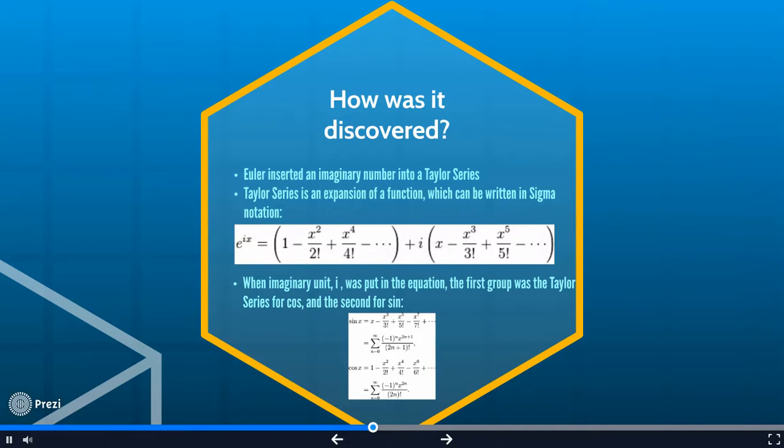A Taylor series is an expansion of a function into an infinite number of terms, which can be written as sigma notation. And so he put the imaginary unit in and simplified it, and the terms at the end seemed to prove some sort of miracle. The first group of brackets displayed the Taylor series for cosine, and the second displayed the Taylor series for sine. Hence, the equation e to the power of the imaginary unit times theta is equal to the cosine of theta plus the imaginary unit times the sine of theta.